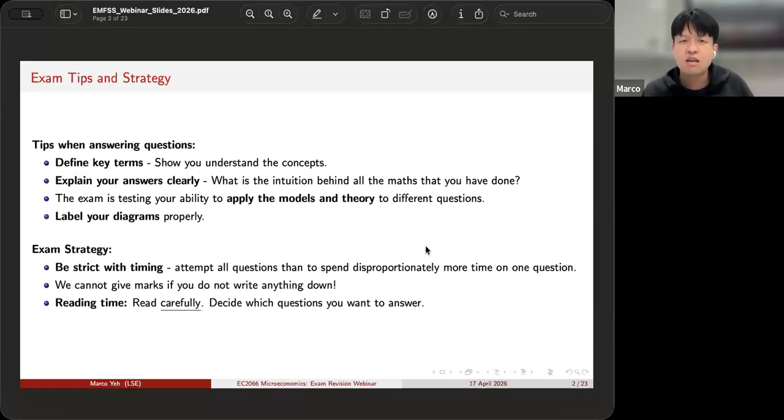So this is the first slide. Here are some exam tips and strategies for you, and you can think about that.